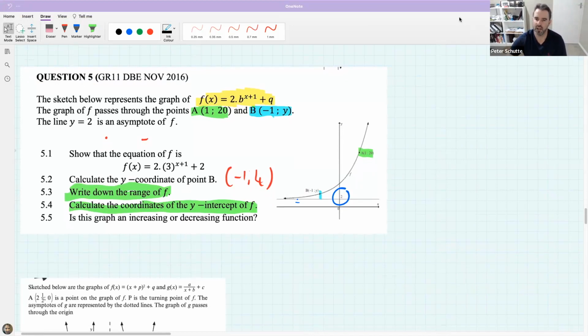What is the range? Now, range deals with y values. So we know there's going to be a y. Is it going to be a less than or greater than? And what number is going to be involved?